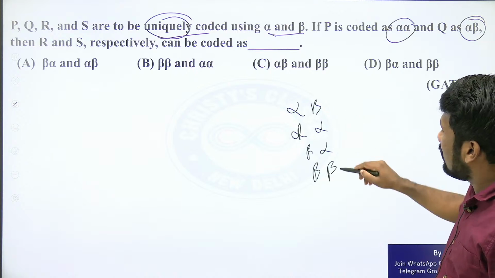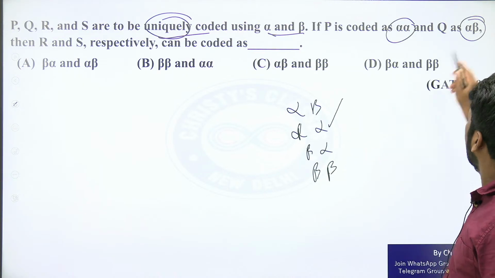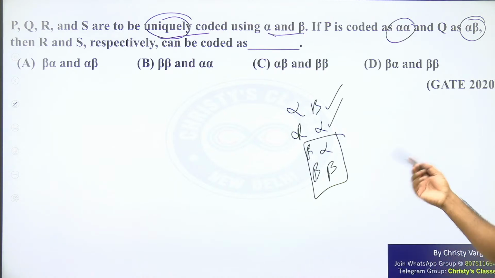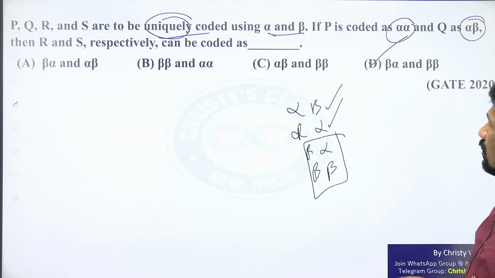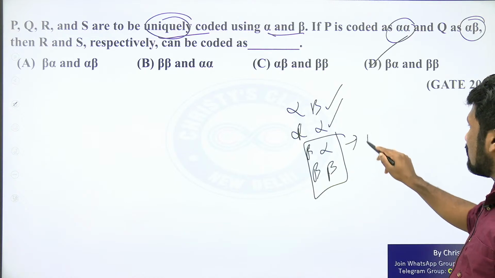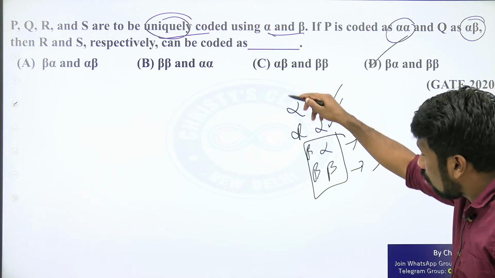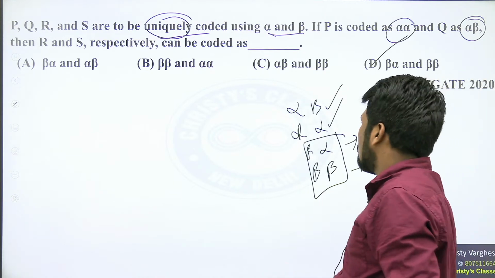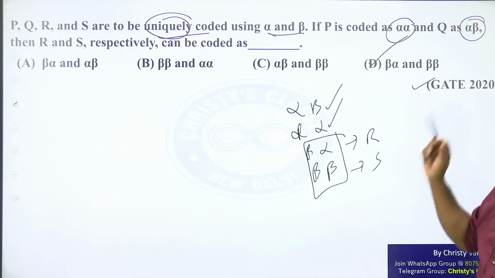So alpha alpha done, alpha beta done. So only 2 things remain: beta alpha, beta beta. Beta alpha, beta beta is only in option D. So they should be R and S. The order you listed is not necessary. Options will help you to do it faster. So a super easy question asked in GATE 2020.